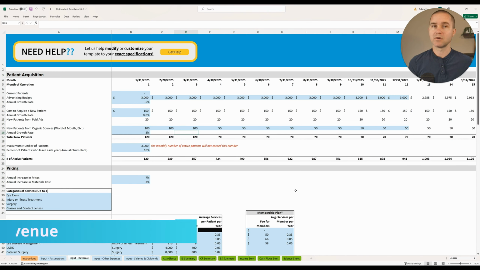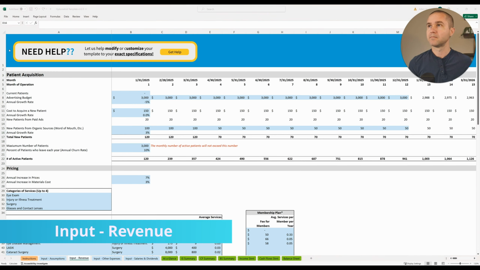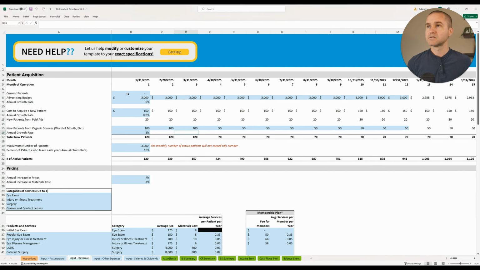Now let's jump over to our input revenue model here. So we're going to start out by saying that we have 0 current patients. So let's say this is a brand new startup. We have no patients and we have an aggressive advertising budget here of $3,000 a month. And we think it's going to cost us $150 to acquire a new patient.